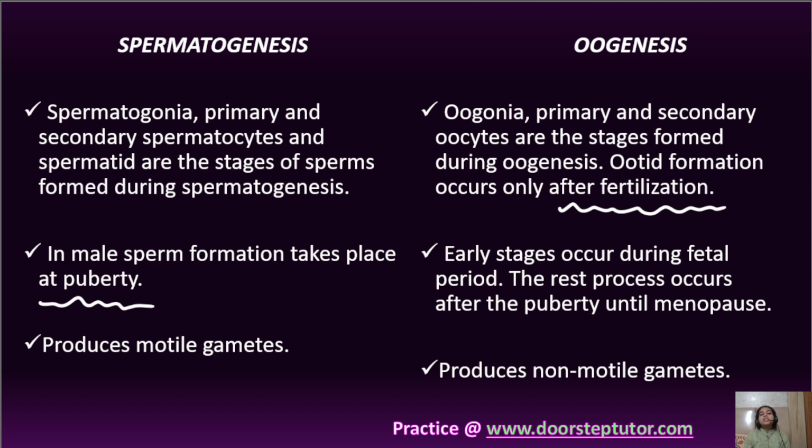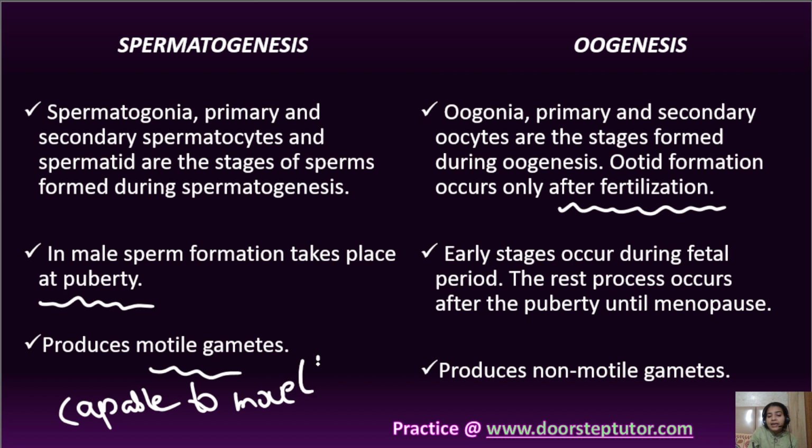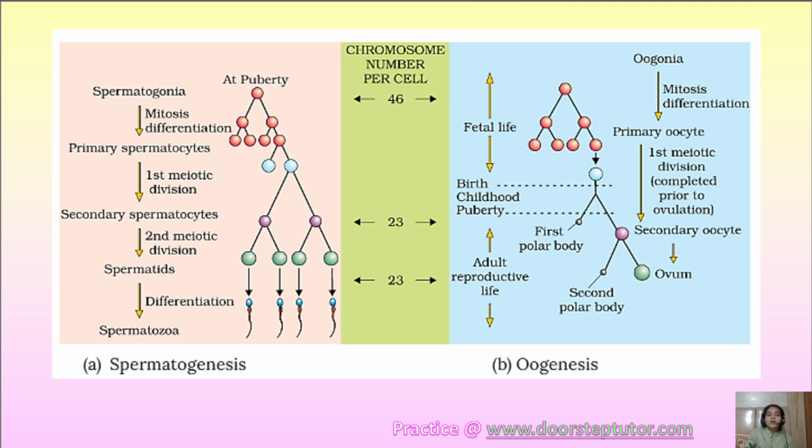After this, the sperms which are produced in the male reproductive system are motile gametes, that is, they are capable of moving. And why are they capable of moving? Because they have a tail-like structure present in them, which is responsible for their movement. While if we talk about the egg cell, the gametes produced are non-motile, that is, they are not able to move.